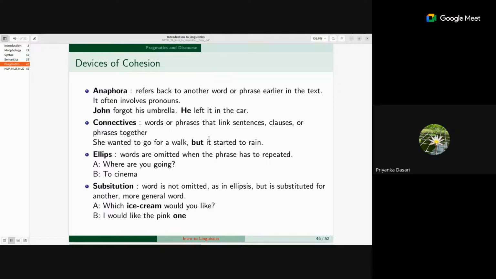So in substitution, the word is not omitted as in an ellipsis, but is substituted by another. Let's say, which ice cream do you like, in this example?